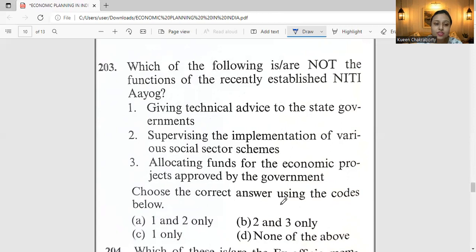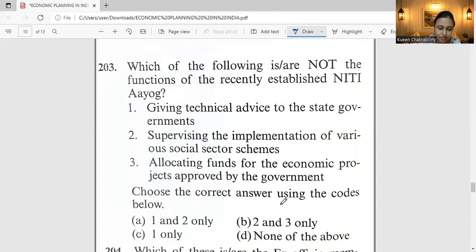At the core, NITI Aayog is a think tank, and it is mandated with tasks which would facilitate cooperative federalism. So as part of its duty, NITI Aayog not only provides technical advice to the state government, but also disseminates the best practices across the nation. Hence, one is definitely correct.